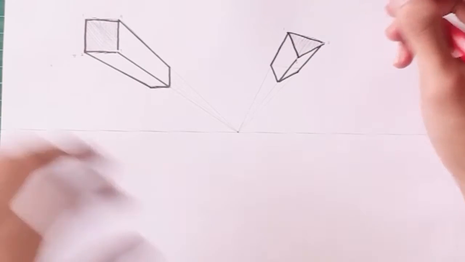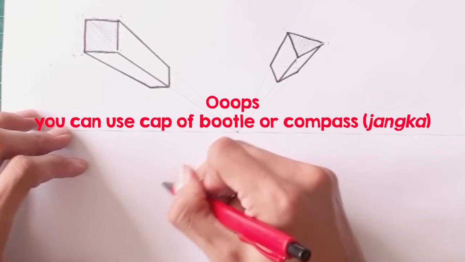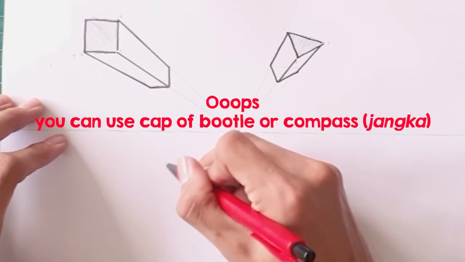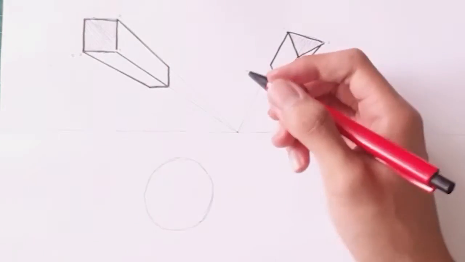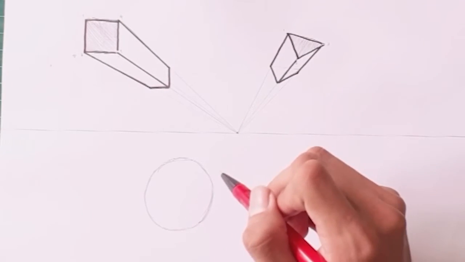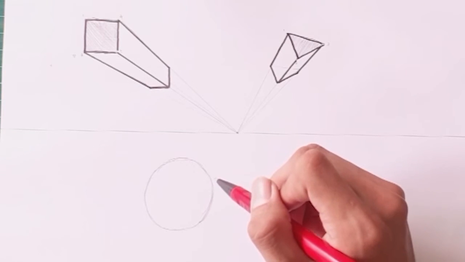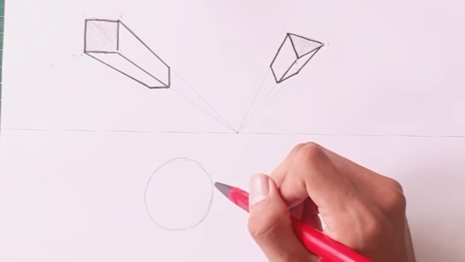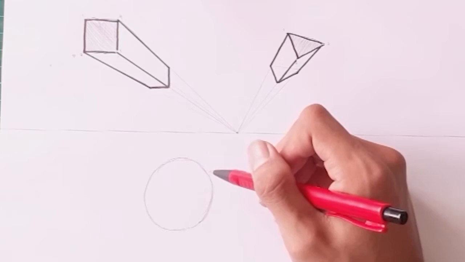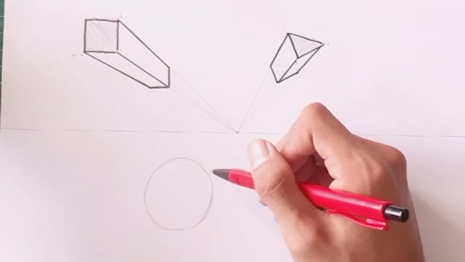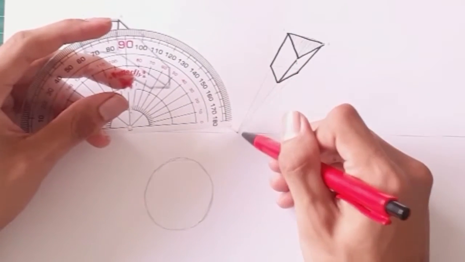Now how about a circle? I don't have tools to make a circle. You can use a cap, but I'm going to make my own circle here. Mathematically, a circle doesn't have edges. However, in perspective, there are always edges, even if it is curvy. For example, like this, how to determine the edge of a circle. Here is the vanishing point.